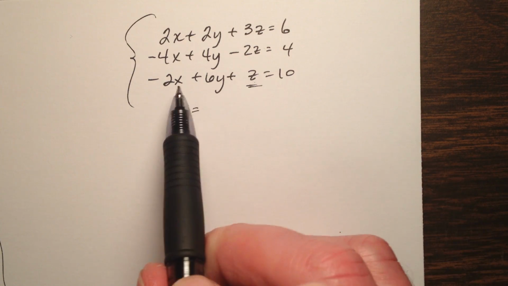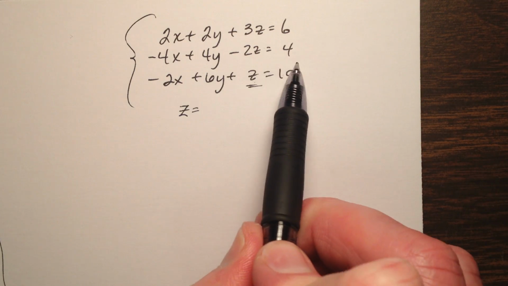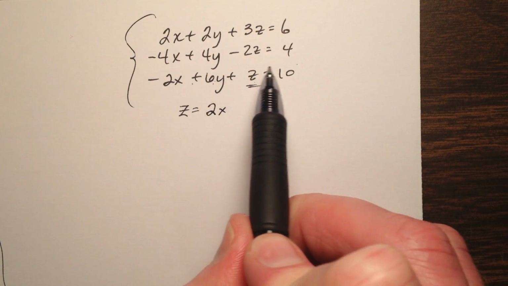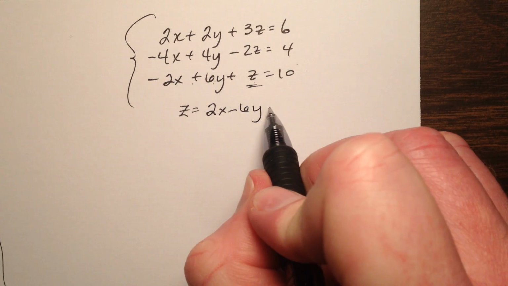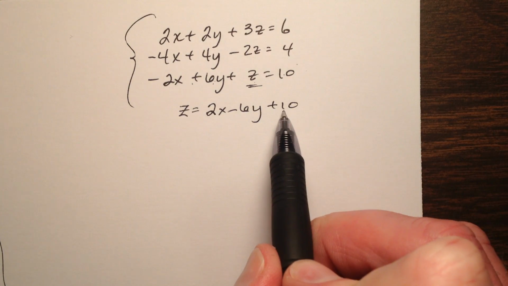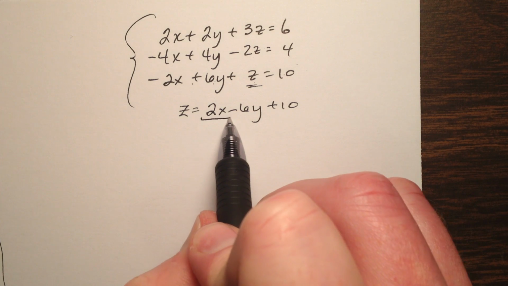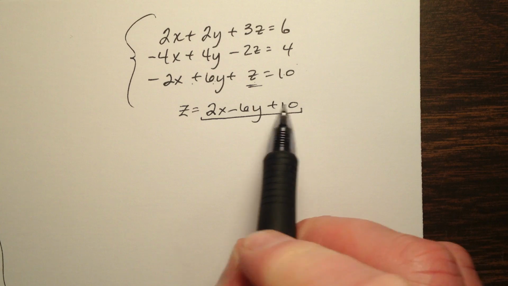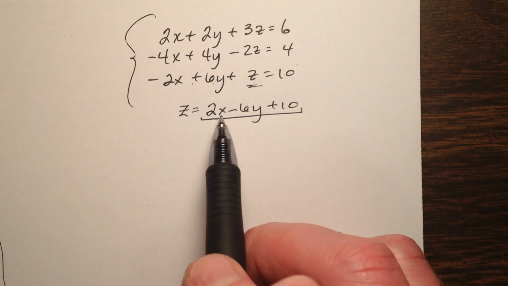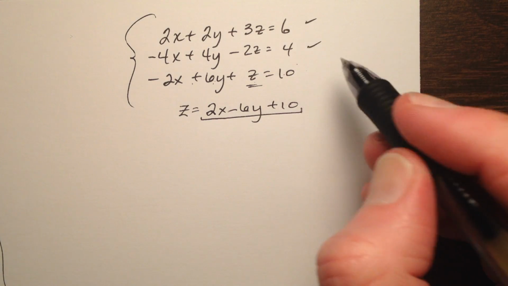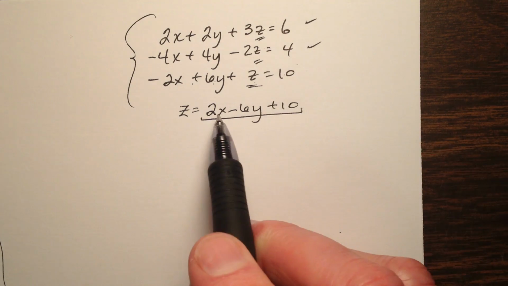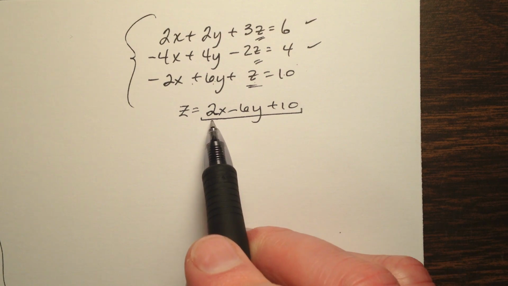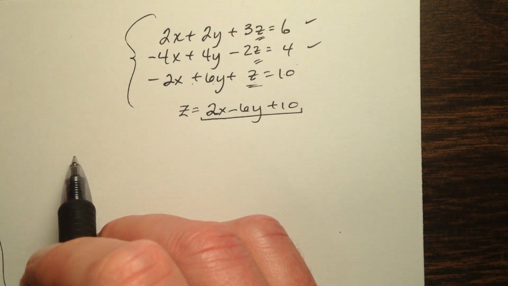Z equals, now this negative 2x is going to be moved to the right as a positive 2x. This positive 6y will move to the right as a negative 6y, and this 10 is already on the right, so it just stays. So we have this expression 2x minus 6y plus 10, and that's going to equal z. So in these first two equations, when I see z, I'm going to put this expression in for z instead, of course using parentheses since I'm making this substitution.